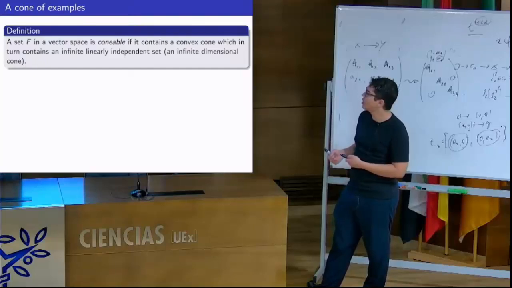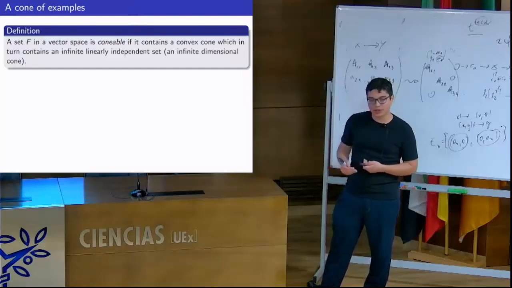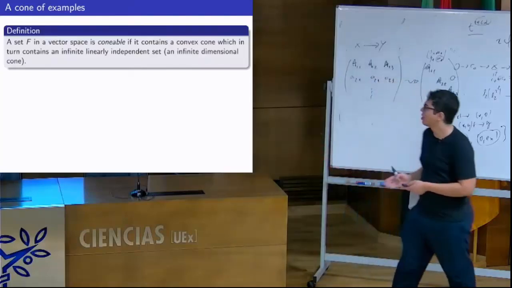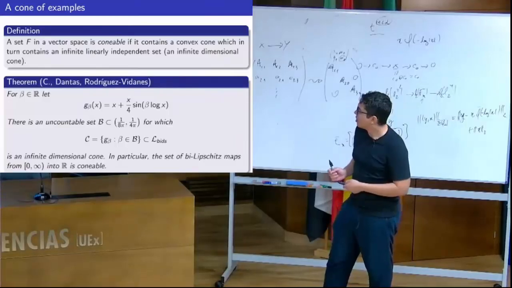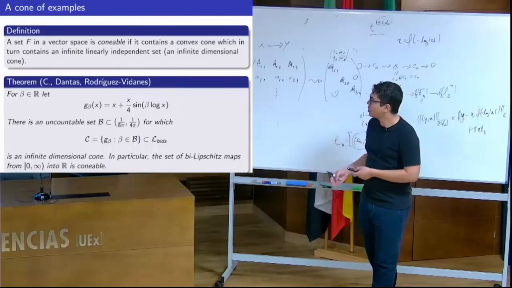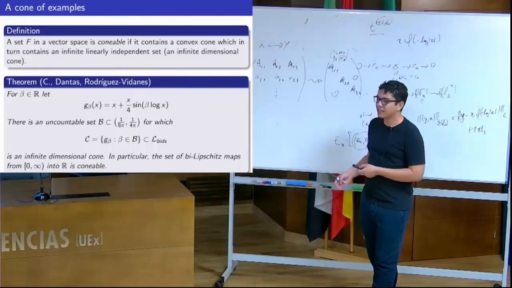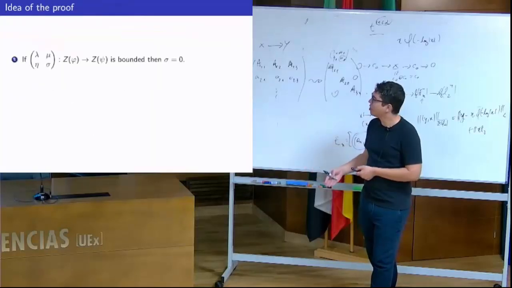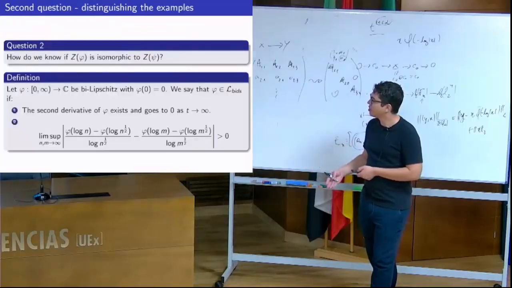Let us say that a set is coneable if it has an infinite dimensional cone inside of it. And I got a family of examples of functions of that kind that form an infinite dimensional cone. So you want a Lipschitz map, you take the identity and perturb it by something. And this something here is chosen so that those other properties that I want are valid. Remember this little monster here.